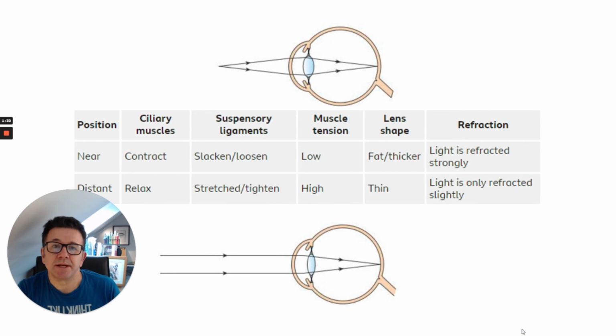Okay, so that's how we can see things through accommodation. My next video, part 3, is going to look at how you correct vision issues, problems with long-sightedness and short-sightedness.